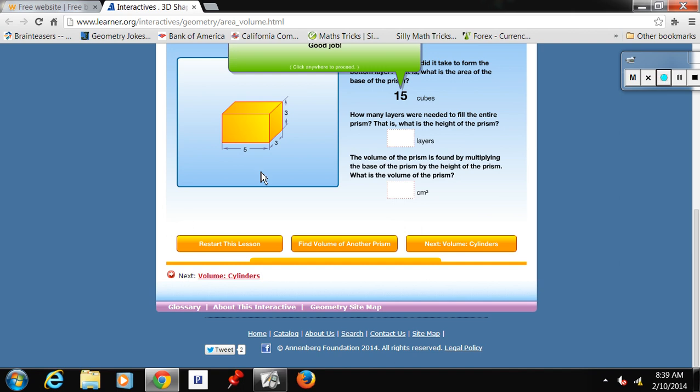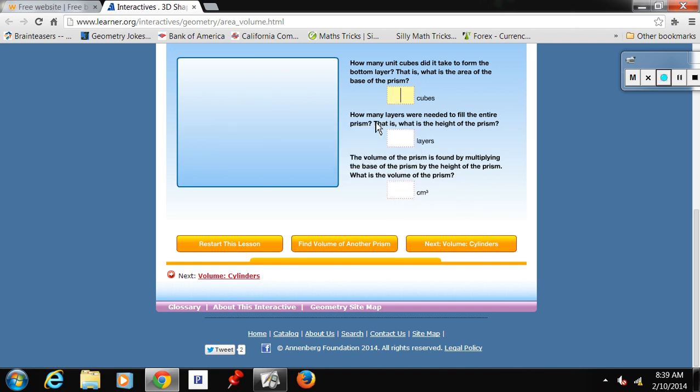Okay, good job, you guys. Way to go. How many layers are needed to fill it up? So the height is 3, so there's 3 layers. 3 layers would fill it up. Okay, again, good job. So the volume of the prism is found by multiplying the base of the prism by the height of the prism. What is the volume? So we've got 15 here, and we've got 3 of those 15s. So 3 times 15, 45. So your volume there would be 45. And you could do as many prisms as you want to practice, but that's how that works.